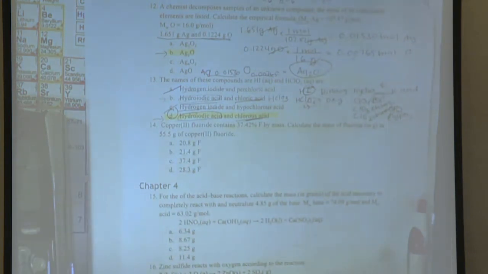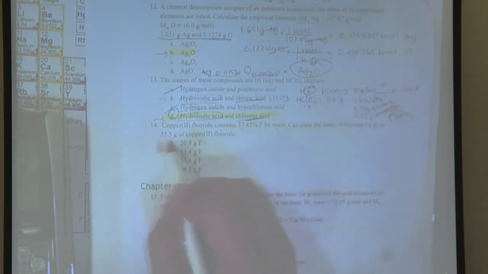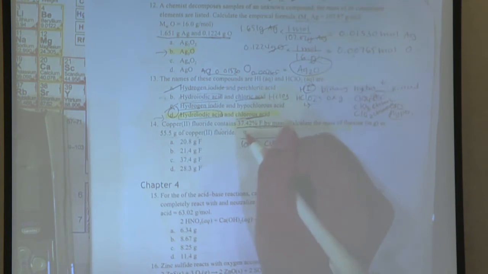Good. So 14, copper(II) fluoride contains this much fluorine by mass. Calculate the mass of fluorine in grams in this many grams of copper(II) fluoride. So when they give us this information, we can take advantage of it by pretending that for every 100 grams of copper(II) fluoride, 37.42 grams of it is going to be fluorine, right?